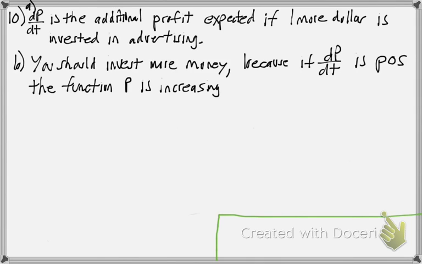So if it's increasing, if you continue on, you're going to travel along that function where it's increasing, and the profit is going to keep rising. So more money will cause the profits to rise.